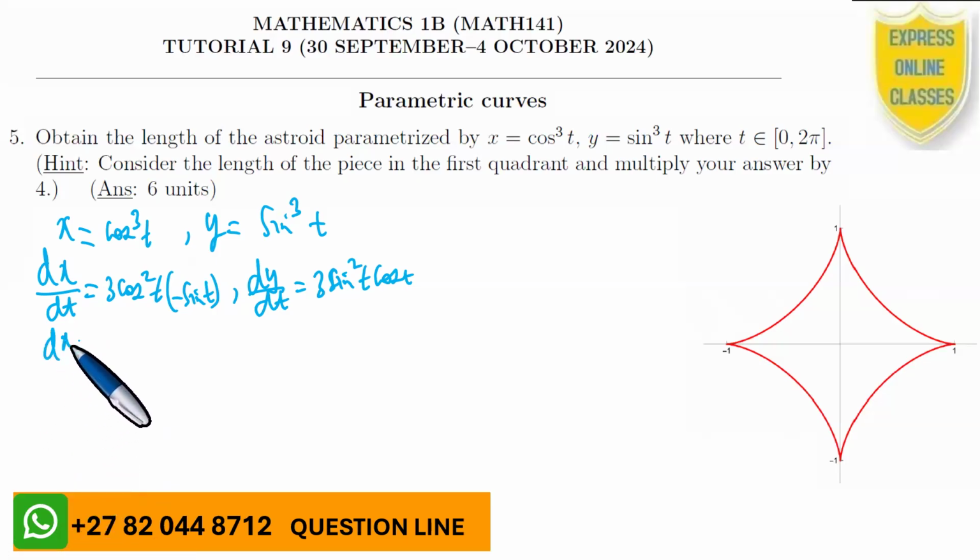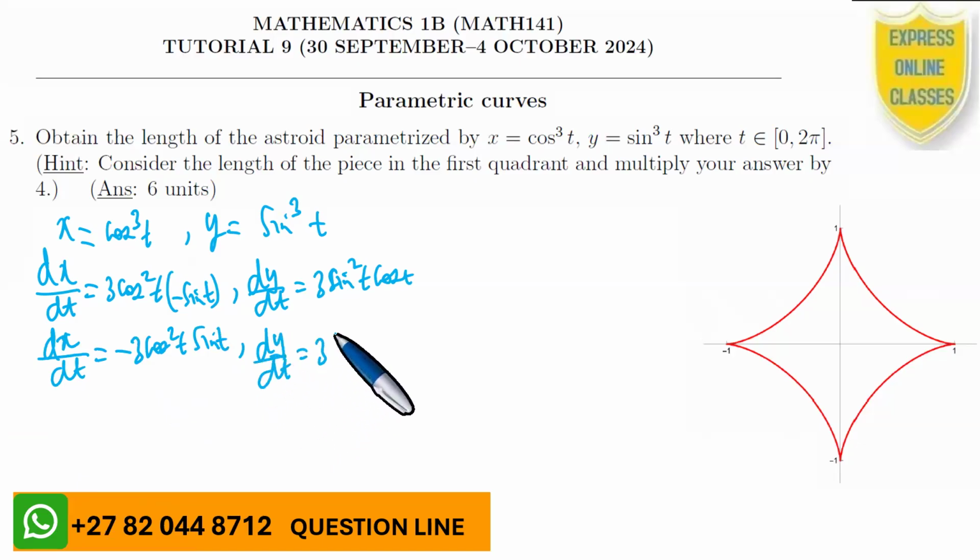So that dx dt is minus 3 cosine squared t sine of t, and dy dt is 3 sine squared t cosine t. You're going to have exactly those derivatives. After those derivatives, then we need to square them. We can just square them before we use the formula. Okay, because we are squaring them, we might get some hints from the trigonometric identities.